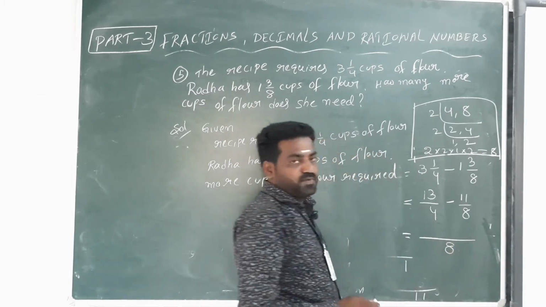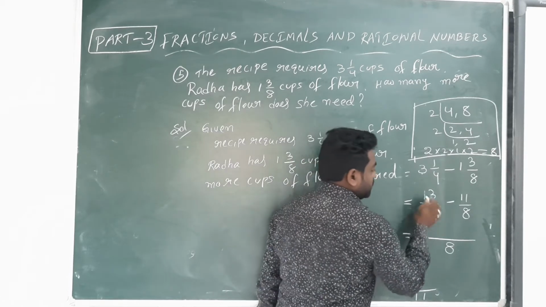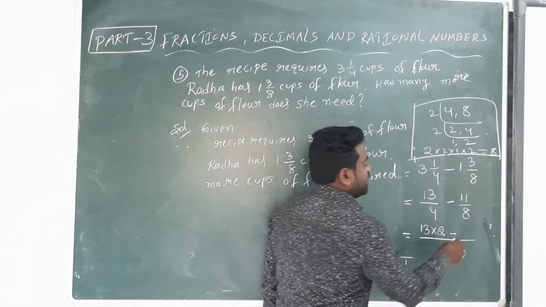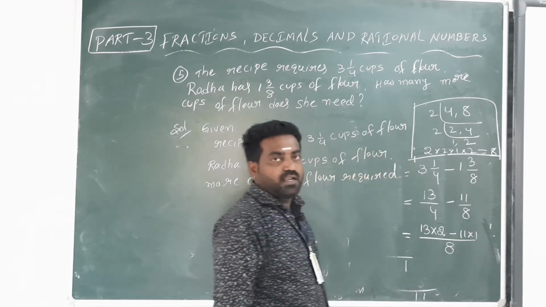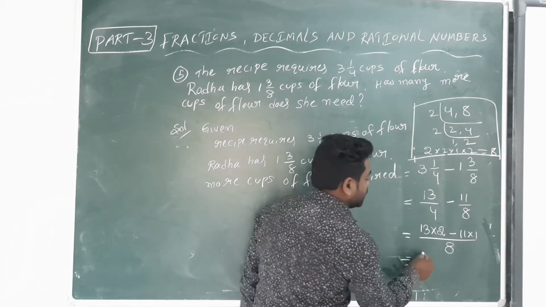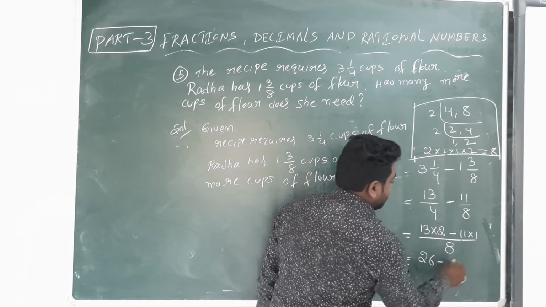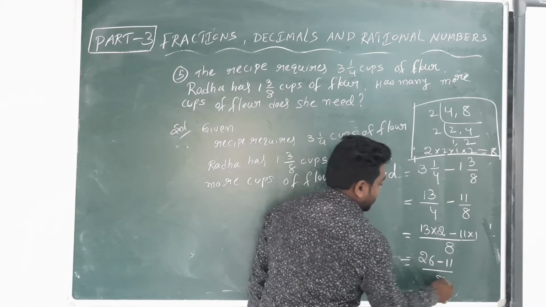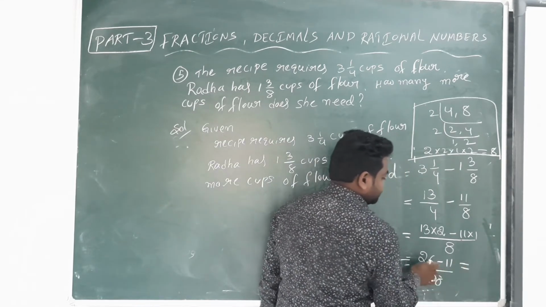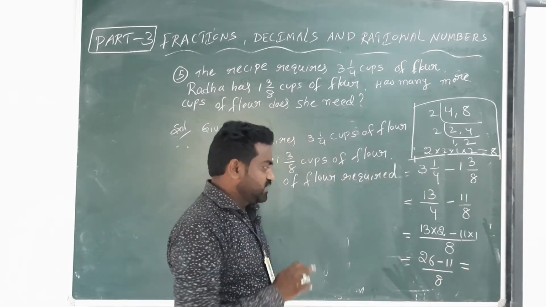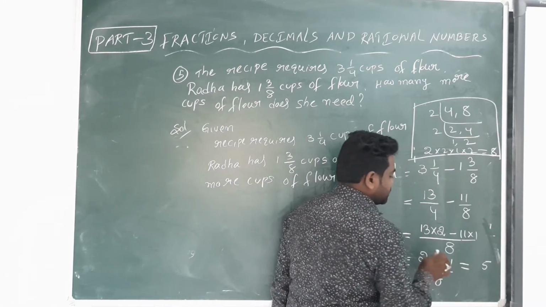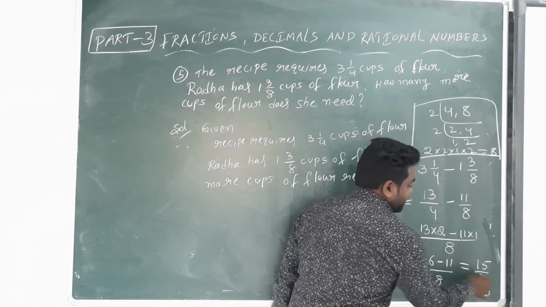4 divides into 8 two times, so 13 into 2 minus 8 divides into 8 one time, 11 into 1. 13 2s are 26, so 26 minus 11 over 8. We subtract 26 and 11: 6 minus 1 is 5, 2 minus 1 is 1. So 15/8.